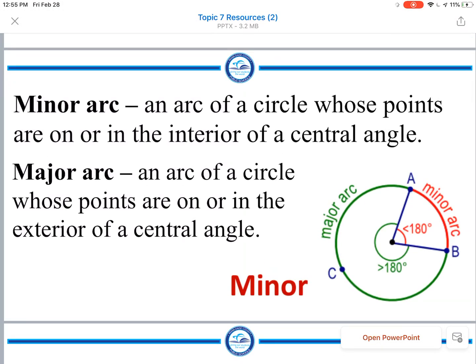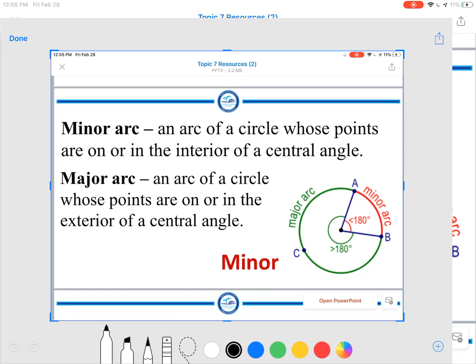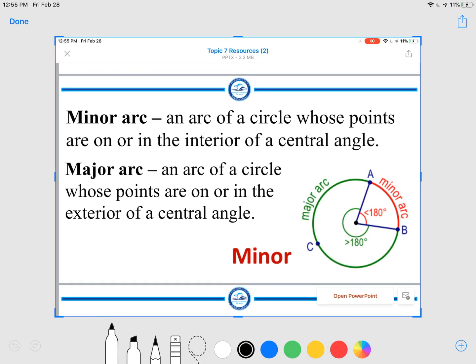Okay, so a minor arc and a major arc. A minor arc is an arc of a circle whose endpoints are on or in the interior of a central angle. Well, that's kind of funny because we haven't defined what a central angle is. We'll define that a little bit later. But we'll do this one anyways. So it says an arc of a circle whose points are on or in the interior of a central angle.